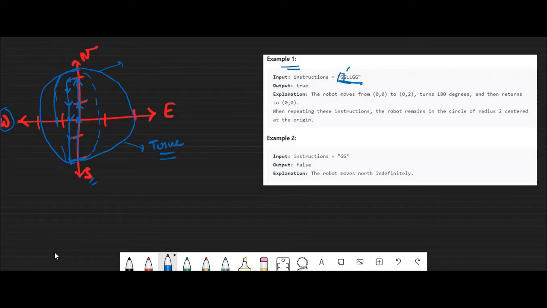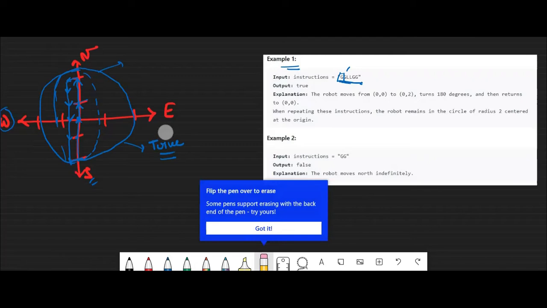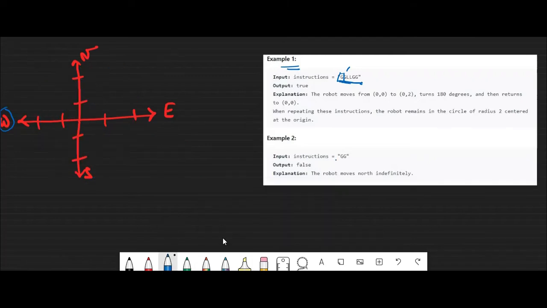Okay, let's take another example where I am going to return false. Now let's understand the other example, GG. For the case of GG, suppose the robot is at the 0, 0 coordinate, it will move straight, again it will move 1 unit in the north direction, right? So in this case, we are going to return false. Why? It moves infinitely in one direction, and we are never moving back to the origin, or there's no possibility to move back to that point as well, right?